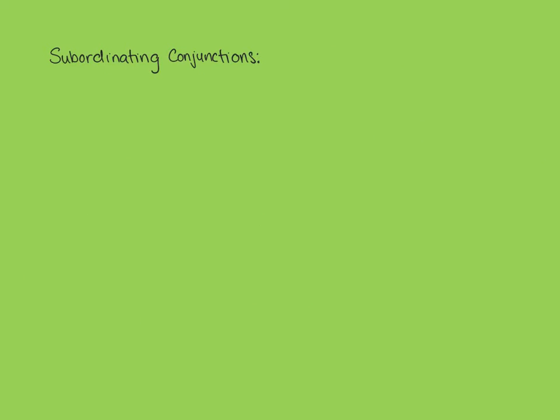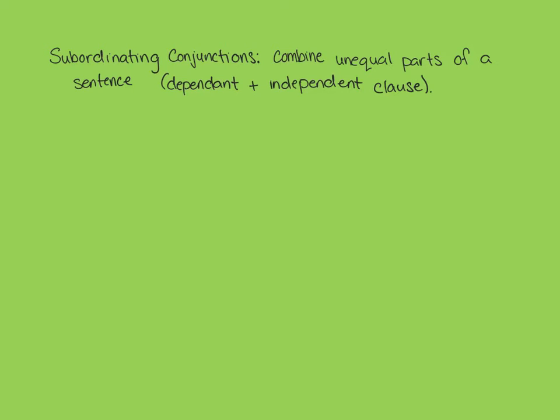Our final type of conjunctions are subordinating conjunctions. A subordinating conjunction is used to combine unequal parts of a sentence. So that could be like combining a dependent clause with an independent clause. The dependent clause is subordinate, so it needs a subordinating conjunction.